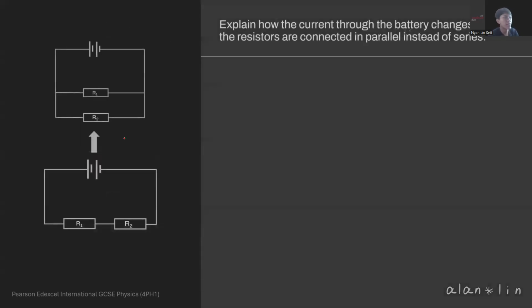Okay, so let's take a look at this scenario. Here we have this series circuit, and we're going to connect the same two components in parallel. And we have to explain how the current through the battery changes when those two resistors are connected in parallel instead of series. Of course, the first step is to imagine or to write down the equation V is equal to IR somewhere on your answer paper.